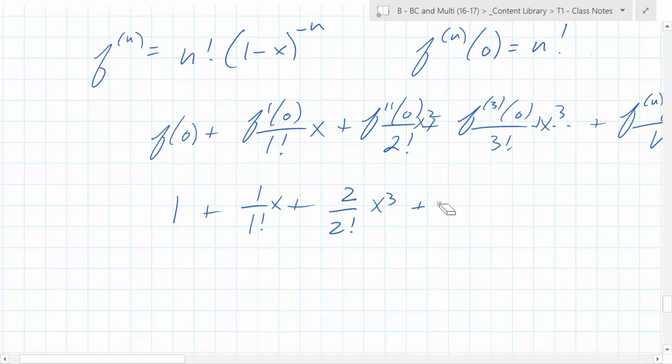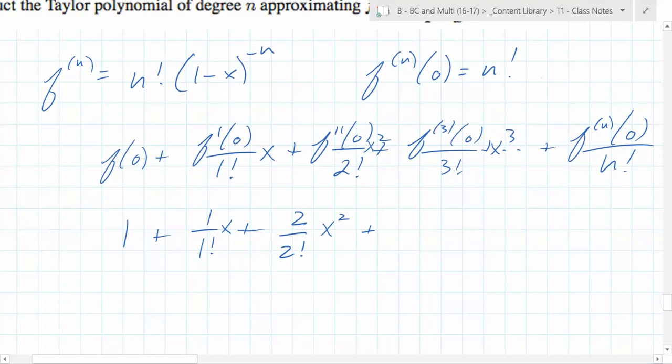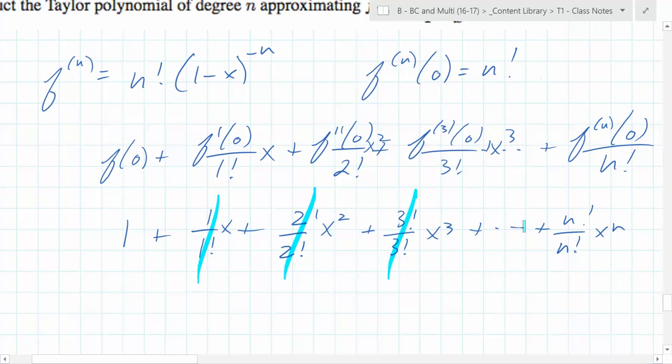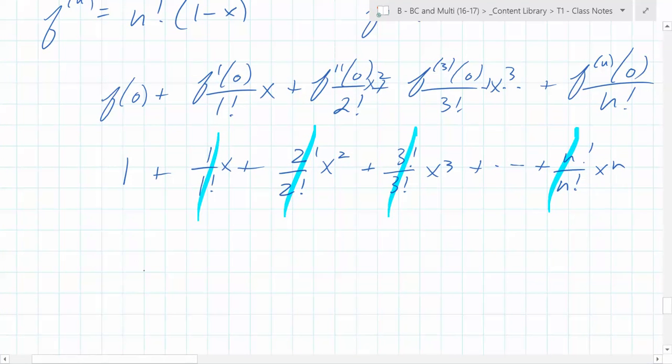You have x, and then what? X squared. And then what's the next one? 3 factorial over 3 factorial x cubed, all the way up to n factorial over n factorial x to the n. What cancels? N factorial. All of them cancel, right? So what did you just show? 1 over 1 minus x is equal to what? The first one is what? Is it 1? Yeah. It is. 1 plus what? Plus all the way up to?